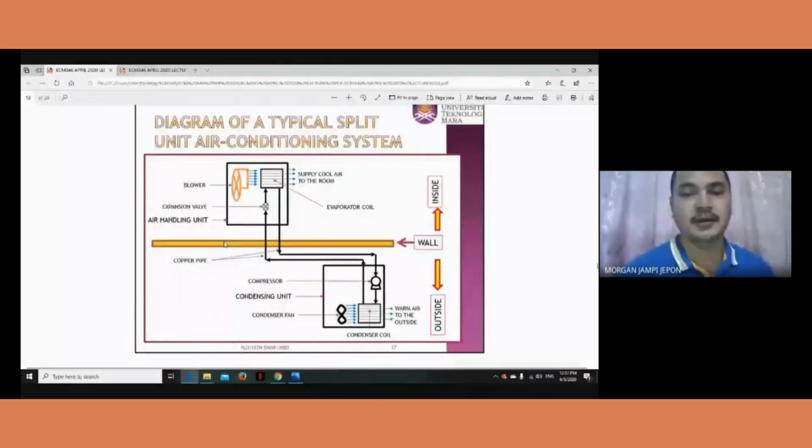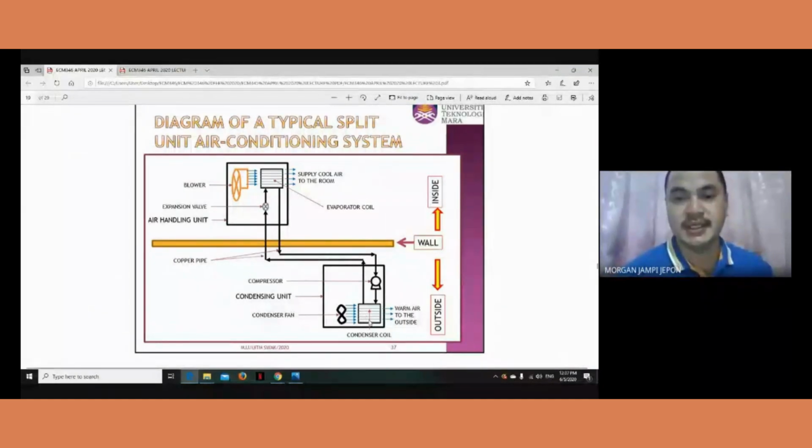This is a better choice for air conditioning, which is a split unit. And now we prefer to use this one. We split that component into two components. First is inside the room, and second is outside the room. The noisy, the hot component, we place it outside.